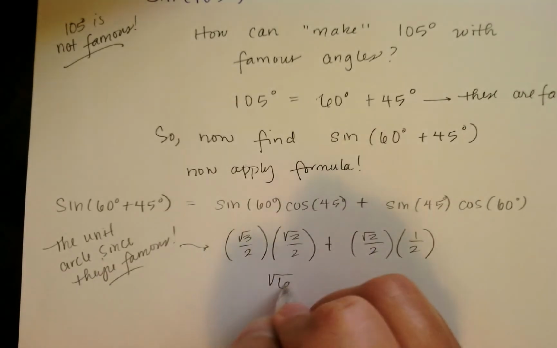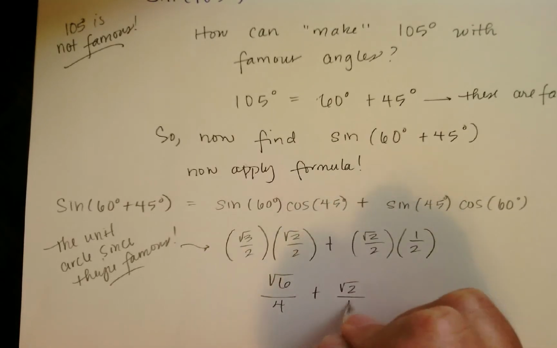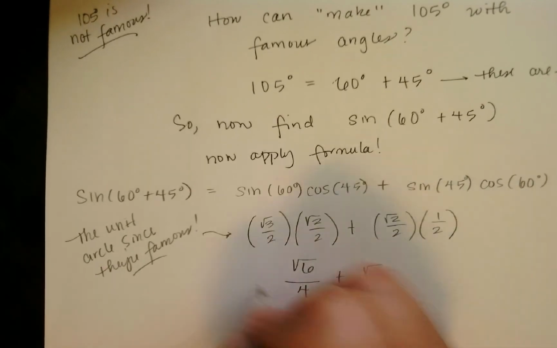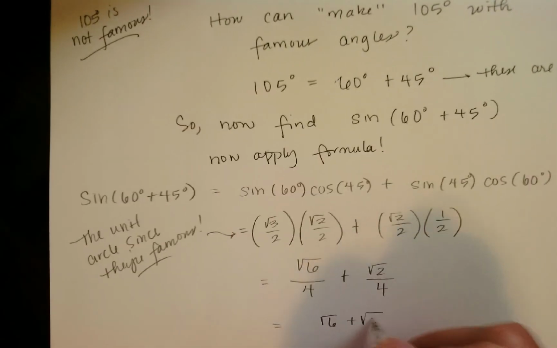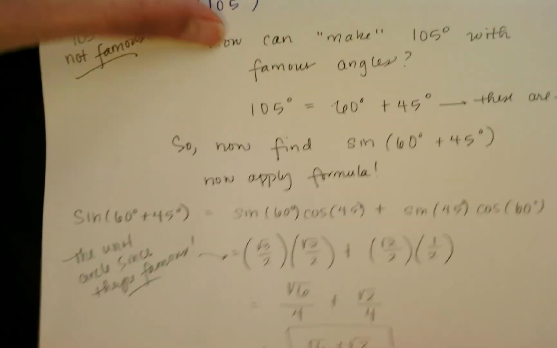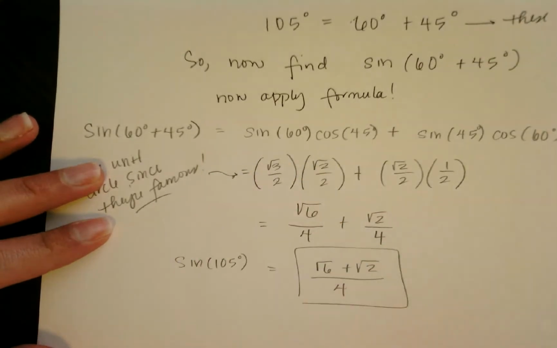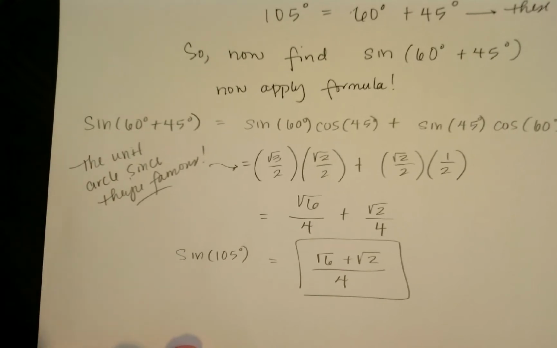Alright, let's multiply this together. Square root of 6, you can multiply those roots because they're the same kind of root, over 4 plus square root of 2 over 4. Don't try to do some craziness and try to simplify 6 and 4. That's not 6. That's the square root of 6. You can then add these together as one fraction: square root of 6 plus square root of 2, all over 4. So there is sine of 105 degrees. So that's how we're going to apply these formulas. Again, they get a little trickier, but that's how we're going to do it.